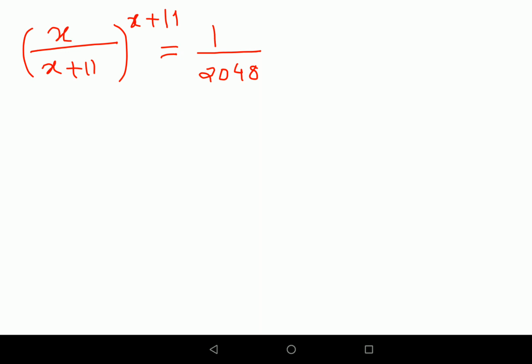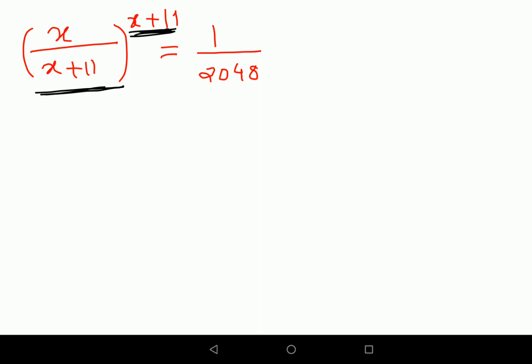Now, please understand, your LHS has what? x upon x plus 11, and then it is raised to x plus 11. So a very important thing is that it is raised to the denominator. The denominator and the index are the same. This is the only thing which you can figure out from your LHS.